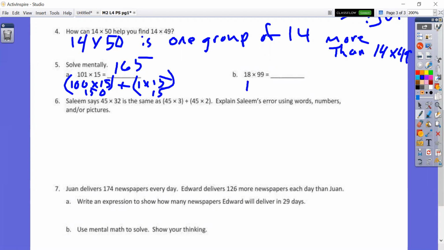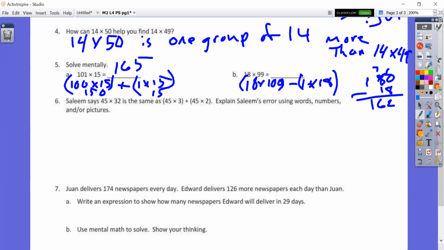Over here, I'm going to think 18 groups of 100, but that's going to be one extra group of 18, right? So I'm going to have to subtract one group of 18. Well, 18 groups of 100 is 180. And if I subtract 18, I should be left with 162.